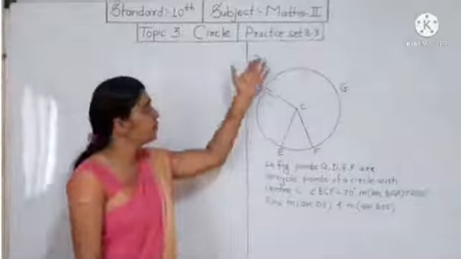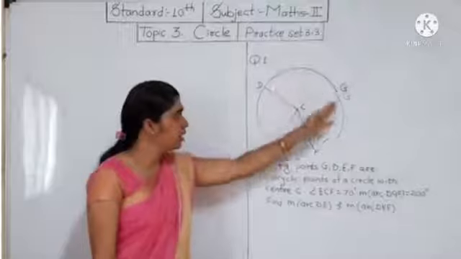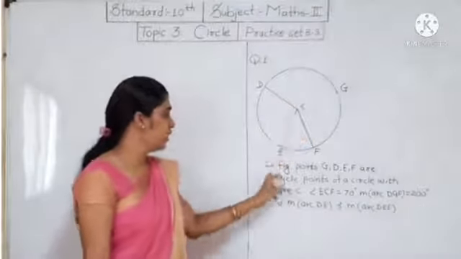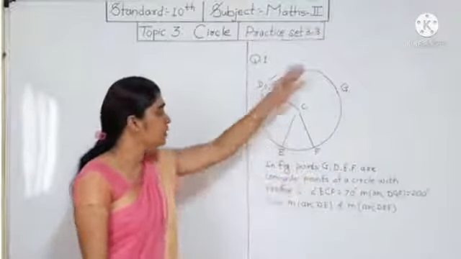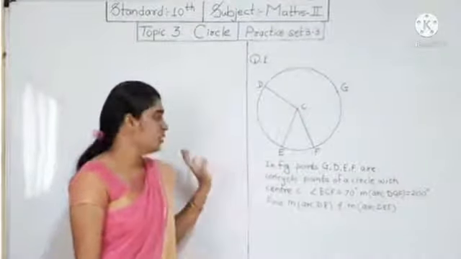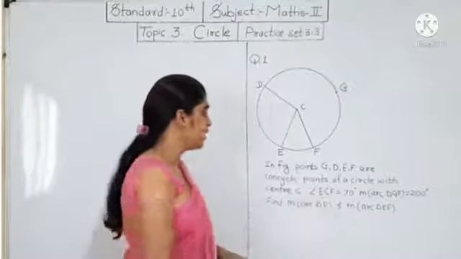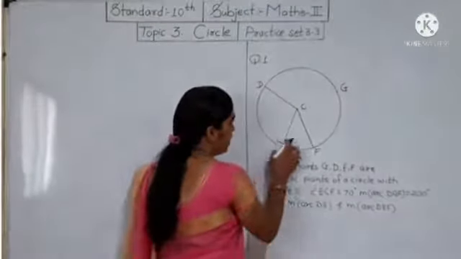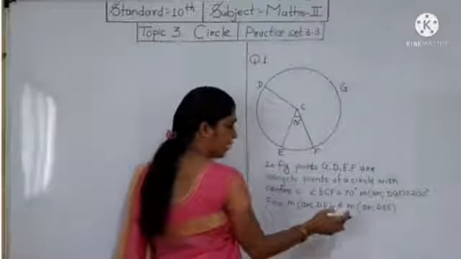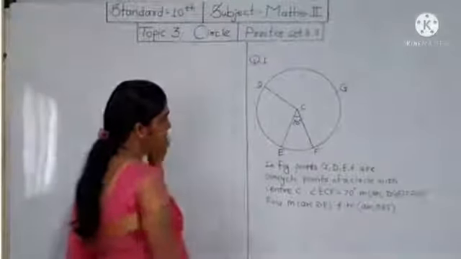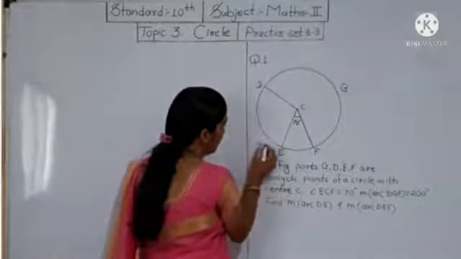Now see the examples in practice set 3.3. What is given in question 1? Here a circle is given with center C and points G, D, E, F are consecutive points of this circle, meaning they lie on the circle. Then angle ECF is given as 70 degrees, and the measure of arc DEF is given as 200 degrees.